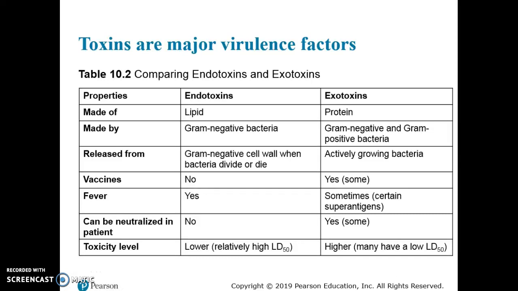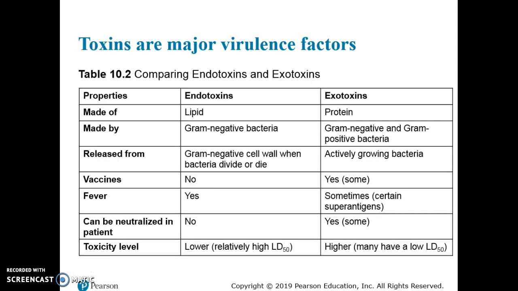Part 3 of chapter 10, looking at endotoxins and exotoxins. Toxins are a major virulence factor. How can a bacterium be pathogenic, cause disease, cause destruction? Endotoxins and exotoxins are a key player there.